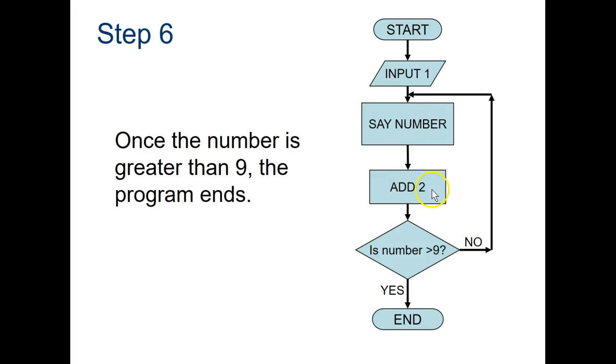Then it's going to add the number 2 to that value. And then it's going to check to see if it's greater than the number 9. If it's not greater than number 9, at this point it would be 3. So it's not greater than 9, so it says no, and no means it goes back up here in between the input and saying the number. So it's going to say 3 and add 2 to it, and then it's going to be 5. It's going to say 5 and add 2 to that. It's 7, and then it's going to go up here and say the number 7 and add 2 to that. It's going to be 9, and then it's going to add 2 to that and say that it's 11, and then it's going to say it's greater than 9, and it's going to end. So that's kind of how that program flow works.